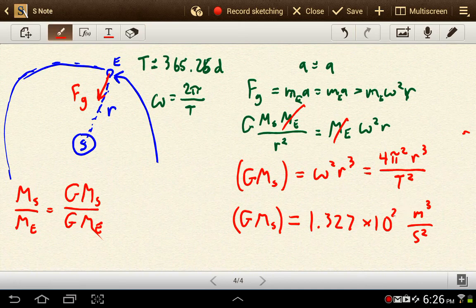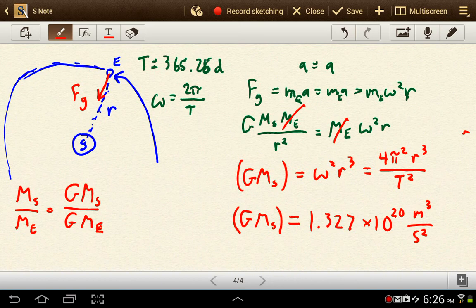Times 10 to the 20 meters cubed per second squared. I mean, you'll never talk about this, but if you say cubic meters here, people think you're actually talking about a volume, and it doesn't really make sense. Don't try to intuitively understand these numbers. They just don't make any sense. Let me just pretty that up because I'm really annoyed by the way that looked.